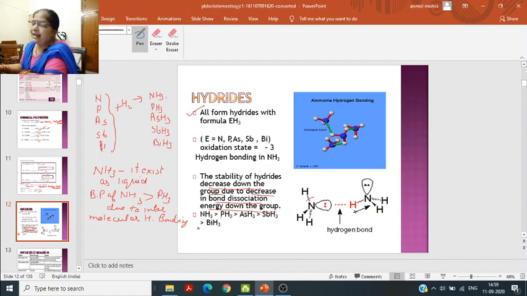ये पूछा जाता है, arrange these hydrides in the increasing and decreasing order of their stability. तो सबसे ज़्यादा स्टेबल अमोनिया का होता है और सबसे कम स्टेबल बिस्मथीन का होता है. दूसरा चीज़, सिर्फ अमोनिया ही हाइड्रोजन बॉन्डिंग बना पाता है. Rest of the elements do not form hydrogen bonding.